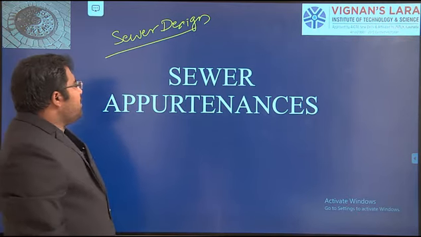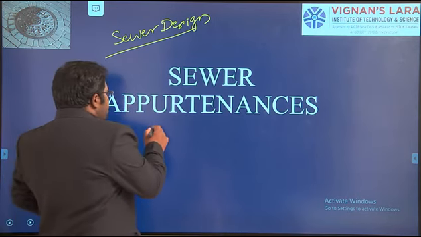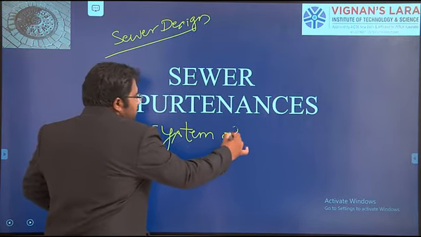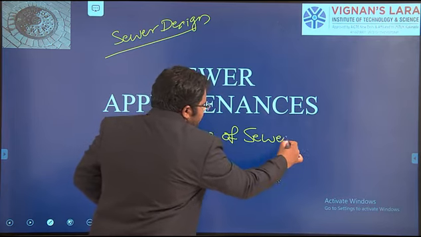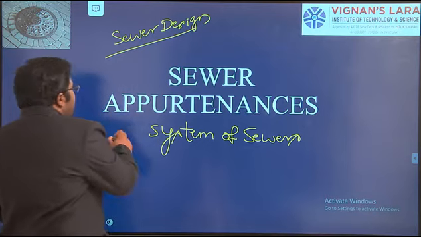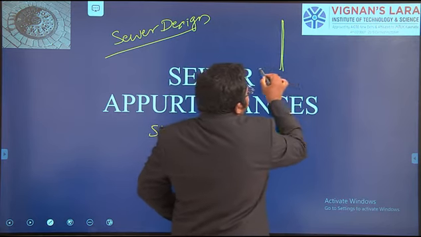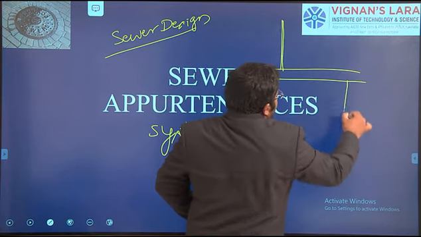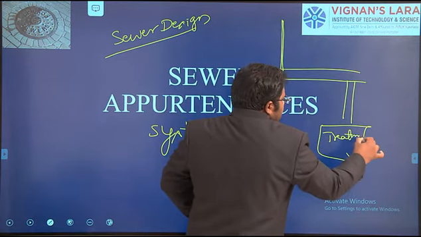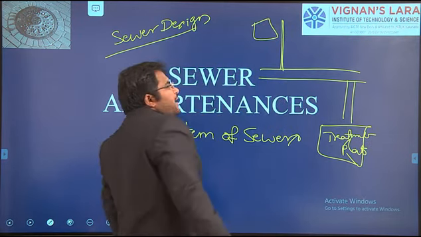Now in the next topic in this first unit we have the sewer appurtenances. These sewer appurtenances are a part of the system of sewers. In the system of sewers, we have house sewers, then from there the main sewer, and finally it goes to the treatment plant.